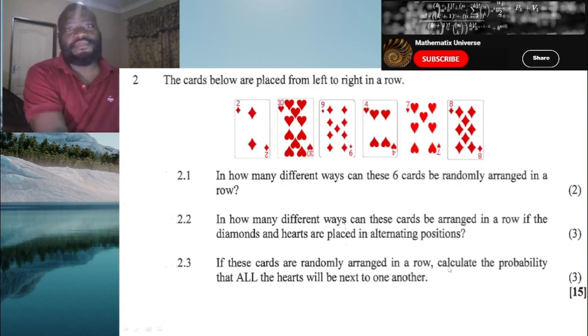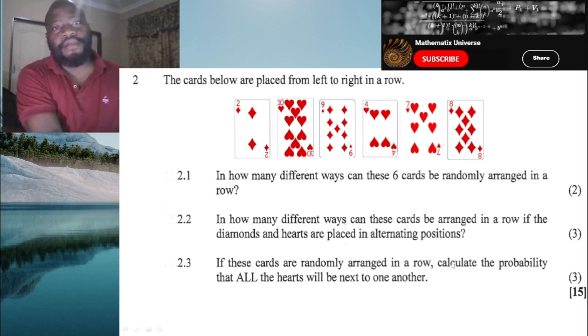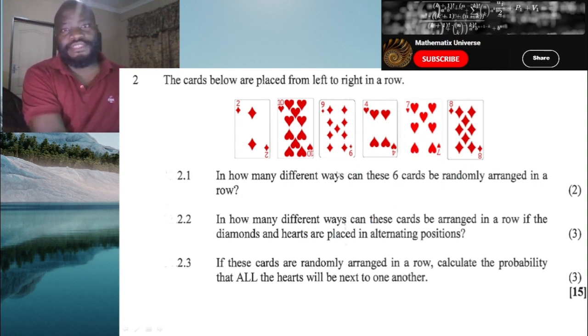Next question about counting principles. So this one says the cards below are placed from left to right in a row. So we have 2 of diamonds, 10 of hearts, 9 of diamonds, 4 of hearts, 7 of hearts, and 8 of diamonds. So we notice that we have 3 of each suit. We have 3 diamonds and 3 hearts.